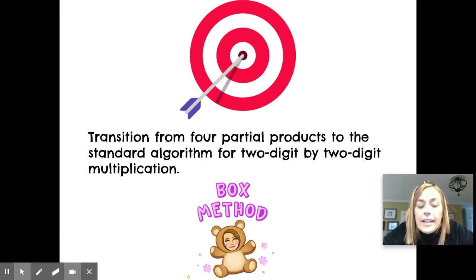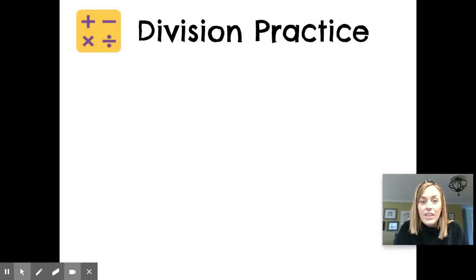And today we're just going to keep practicing that box method. At the end of today's short lesson, you'll be able to transition from four partial products to using more of the standard algorithm for 2-digit by 2-digit multiplication. So really, overall, all we're going to be doing is just more of the multiplication, 2-digit by 2-digit, and we're perfecting the box method. So let's go ahead and get started.